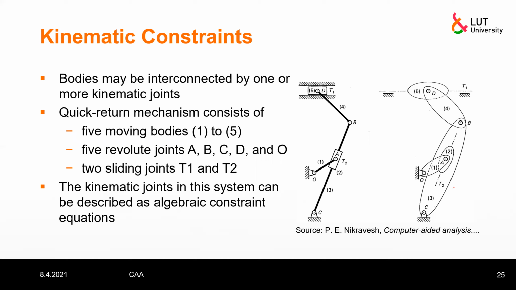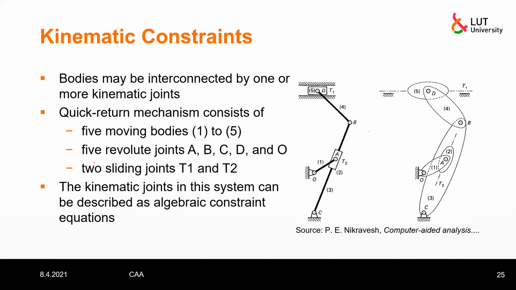So this mechanism is called a quick return mechanism. It consists of 5 moving bodies shown, and they are denoted with numbers 1, 2, 3, 4, and 5. And here is more. This is one way to describe it, and this is another way, depending on what you prefer. Both those descriptions are equivalent.